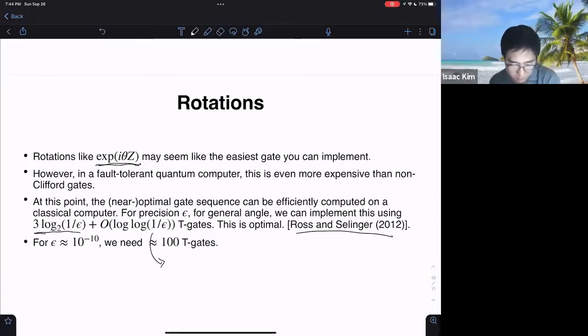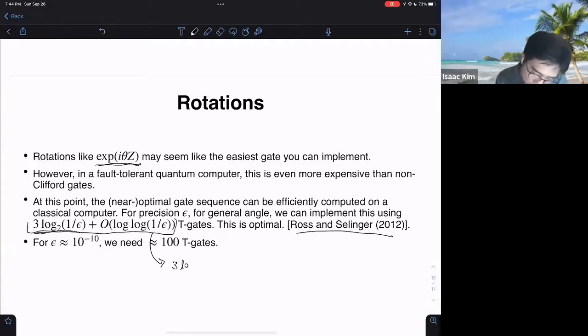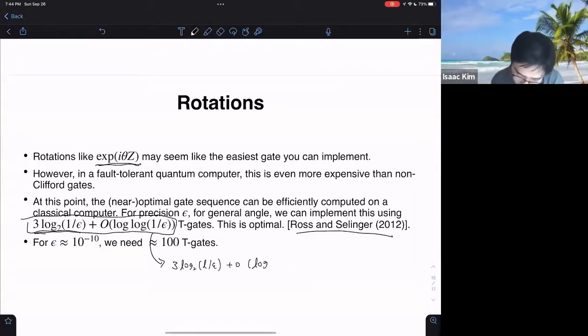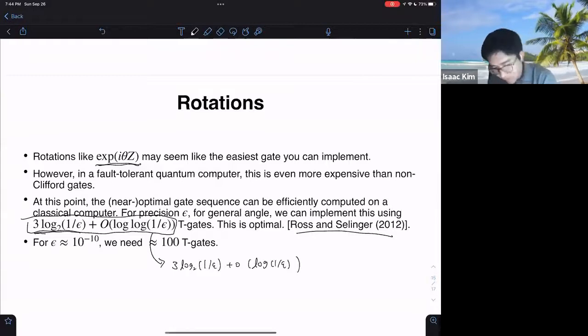And just to remind you, you could have written this as 3 log 1 over epsilon plus something like this, because log log 1 over epsilon scales much slower than log 1 over epsilon.